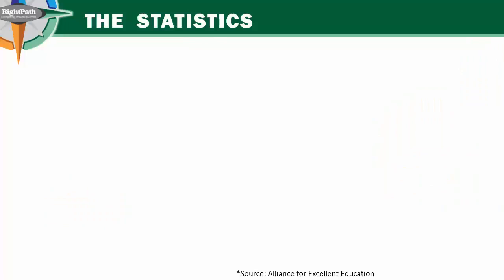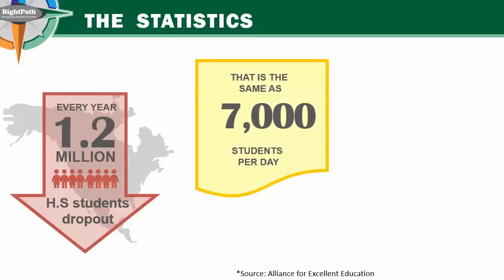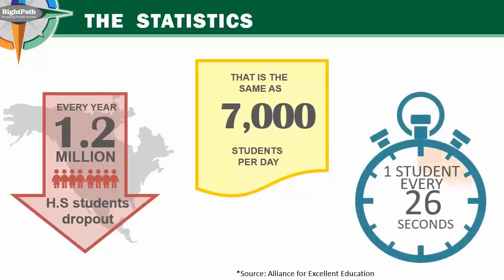Now let's start today's presentation by taking a look at a few statistics. Every year, 1.2 million students in the U.S. drop out of high school. If you break that number down, you're looking at 7,000 students each day, or one student every 26 seconds. So that's some pretty powerful numbers, and we're going to take a look at those and break them down a little bit further.